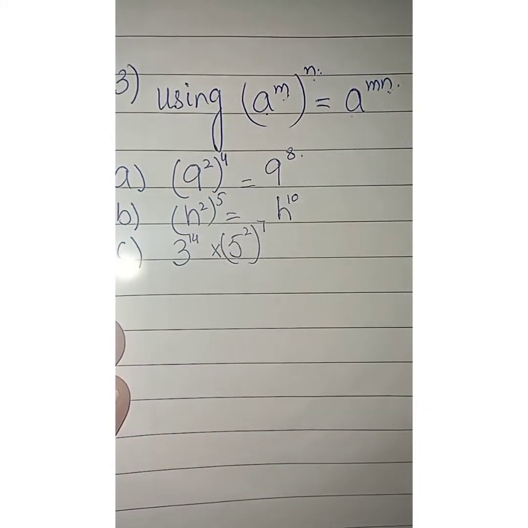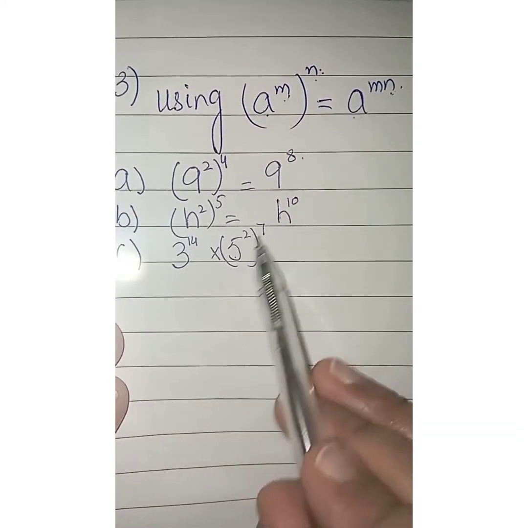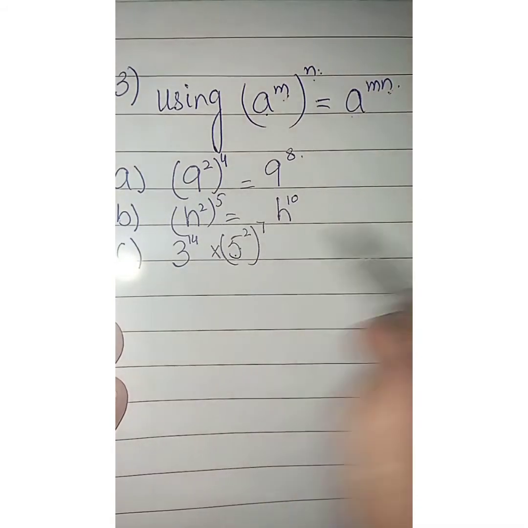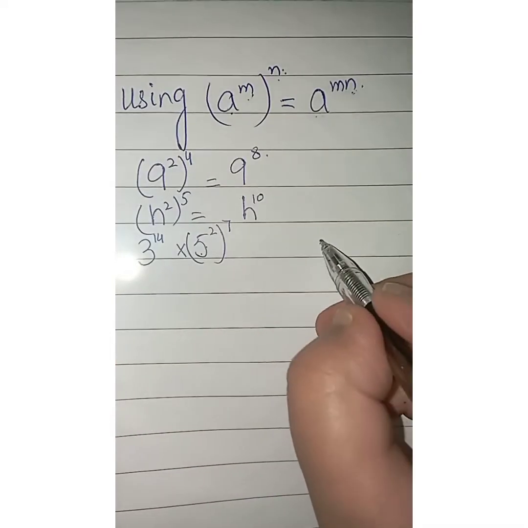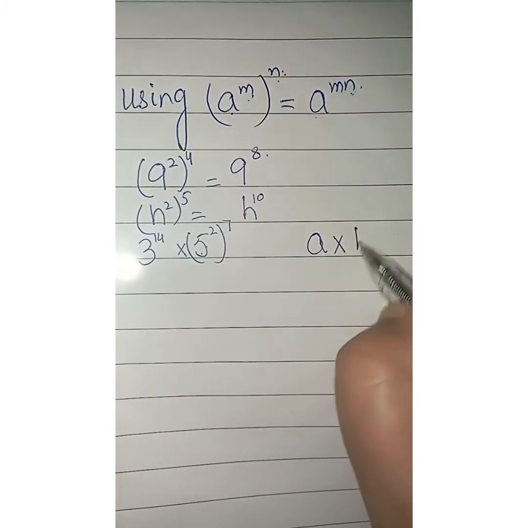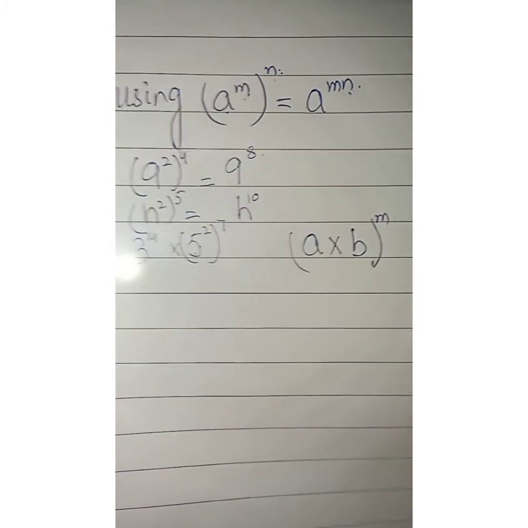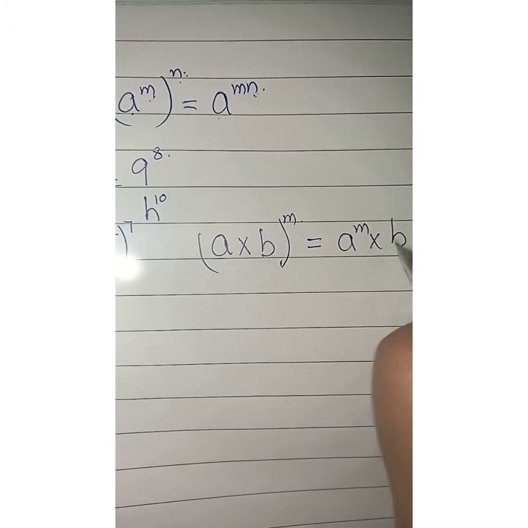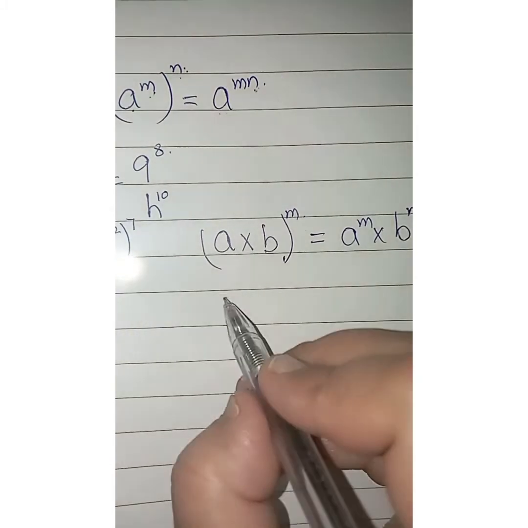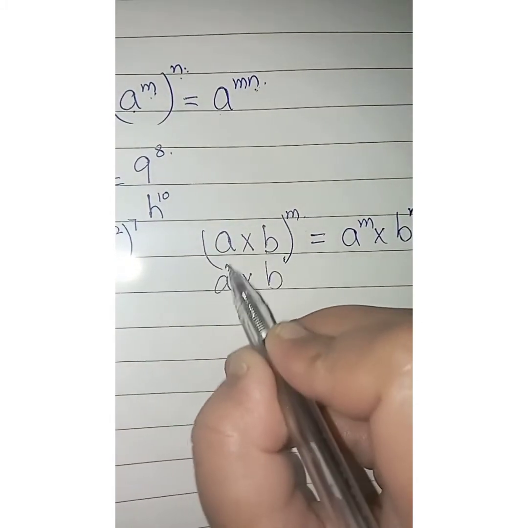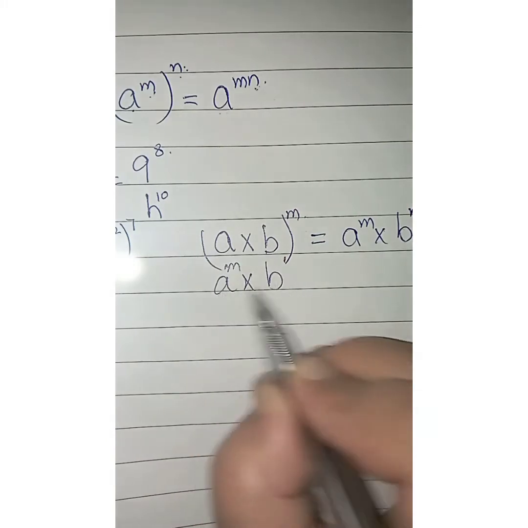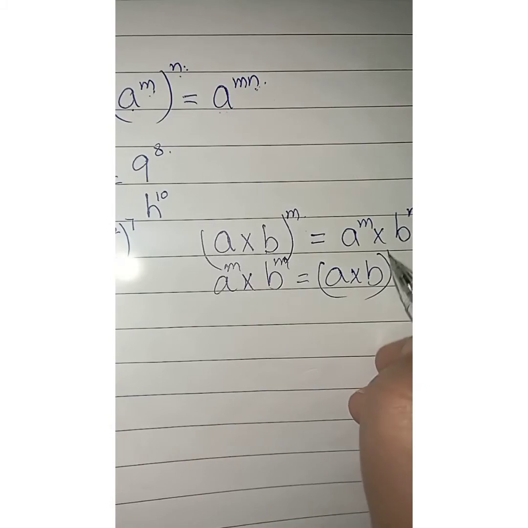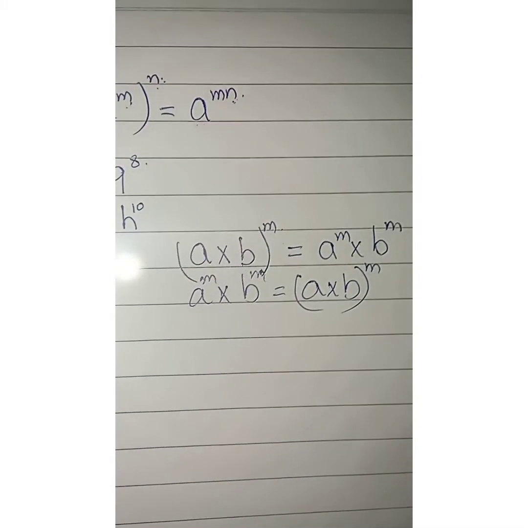Now this question requires two rules. First we will use the power of power rule, and then we will use another rule, which is: if we have two numbers a and b having the same power, we can apply the same power to both numbers, and in this case it is a power m into b power m. Similarly, the reverse can also be applied if there are two numbers having different bases but the same power. So we will apply this a into b bracket m. So these two rules can also be used alternatively.